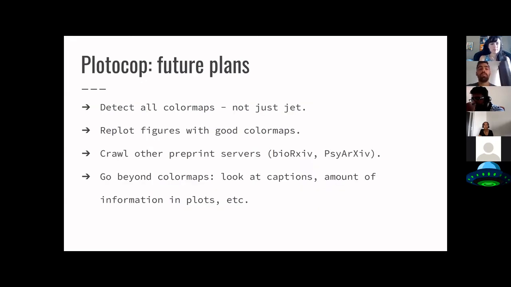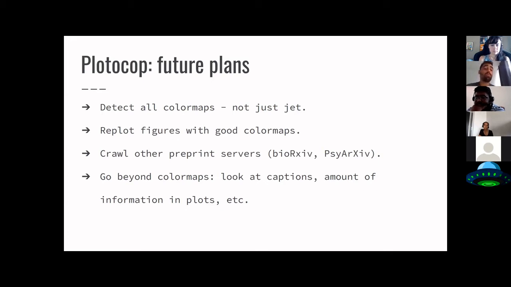In terms of future plans, we have a lot of possible directions that we'd like to expand the project to. The first one is to detect all color maps, not just JET. So this would allow us to do what I just talked about, to actually figure out what's the percentage of color maps that is JET.